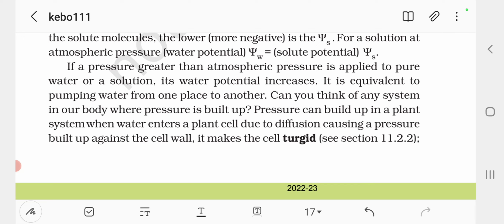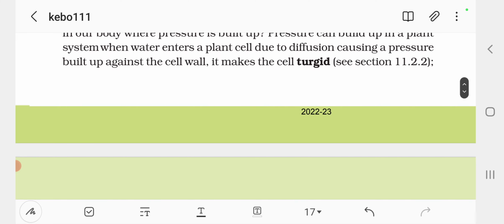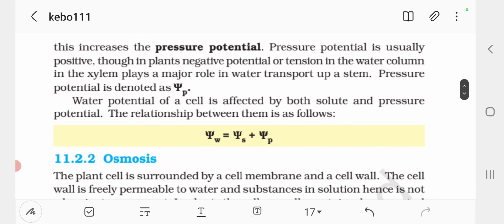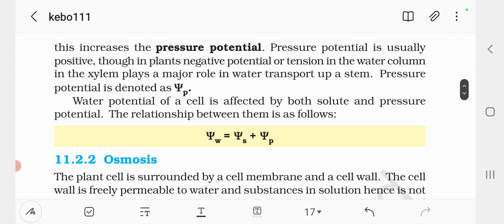Pressure can build up in a plant system when water enters a plant cell due to diffusion, causing a pressure buildup against the cell wall. It makes the cell turgid. This increases the pressure potential. Pressure potential is usually positive, though in plants, negative potential or tension in the water column in the xylem plays a major role in water transport up a stem. Pressure potential is denoted as psi P.